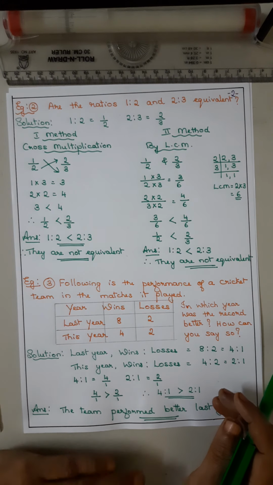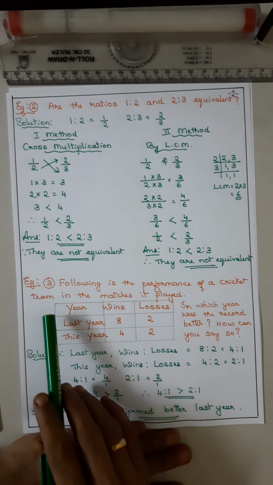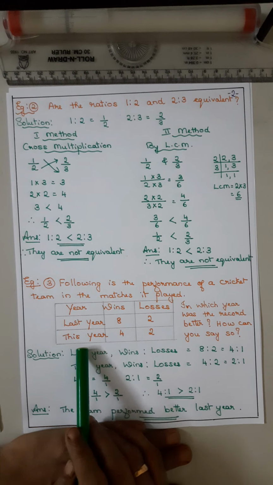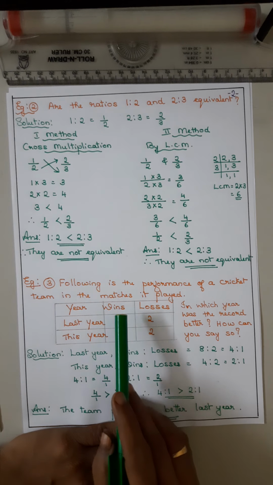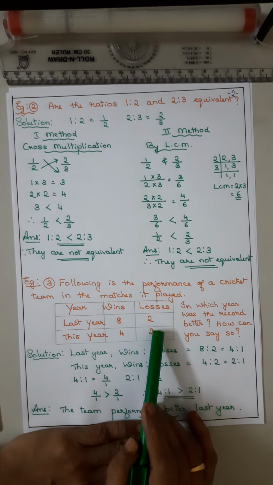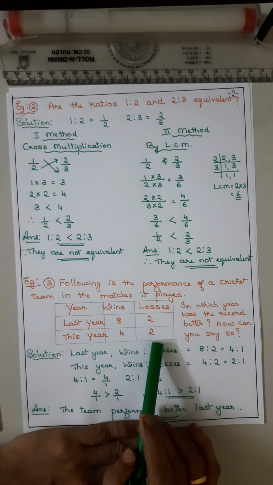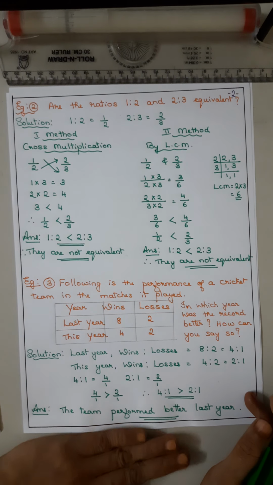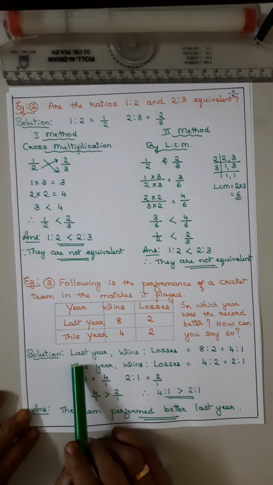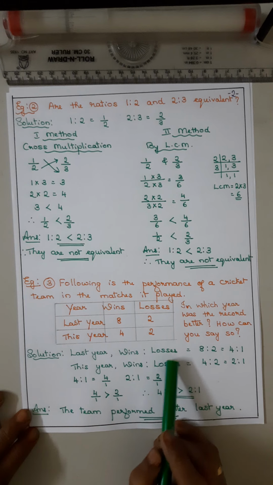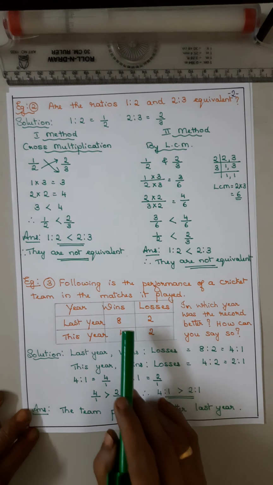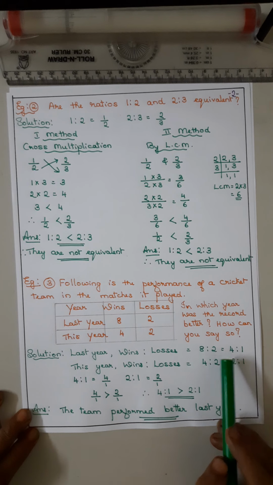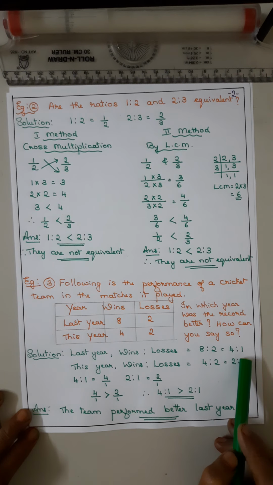Now coming to example 3. Following is the performance of the cricket team in the matches it played. So last year and this year, what is the result? You will see. So wins last year 8, losses 2. This year wins it is 4 and losses 2. In which year was the record better and how can you say so? So for that, first you have to see last year the ratio between wins and losses. Wins is to losses is equal to wins is how much? 8 is to loss is 2. So 8 by 2. 2 ones are 2, 2 fours are 8. So it will be 4 is to 1.